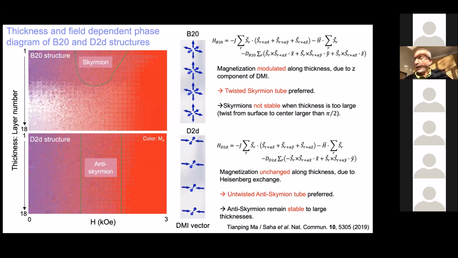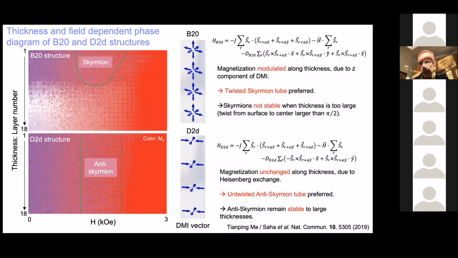I don't want to discuss this in too much detail because I don't really have enough time, but I just wanted to point out that we can carry out micromagnetic simulations where we include the Dzyaloshinskii-Moriya vector, and we can compare the standard B20 structure, which is a cubic system where the vector has equal components in X, Y, Z. And what you find from micromagnetic simulations is that as you increase the thickness, here it increases from top to bottom, and as a function of increasing magnetic field, you see a stability window for skyrmions, which is much smaller than for anti-skyrmions.